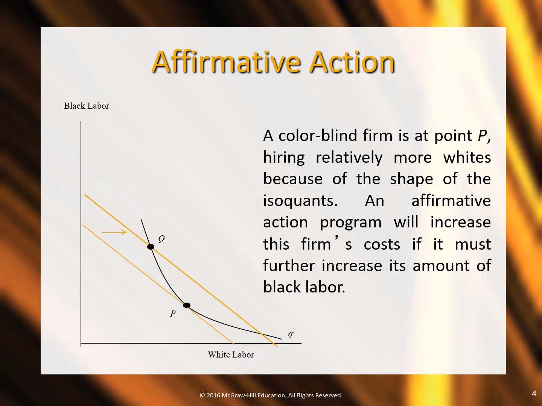A color-blind firm is at point P, hiring relatively more whites because of the shape of the isoquants. An affirmative action program will increase the firm's cost if it must further increase its amount of black labor.